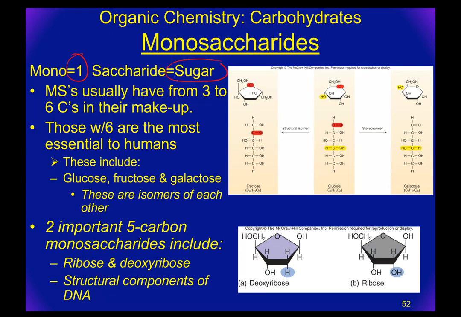So mono means one, saccharide means sugar. Usually the monosaccharides have between 3 and 6 carbons in their makeup, but the two that we are the most concerned with are the 6 carbon ones and the 5 carbon ones, okay? So the 6 carbon sugars are the ones that are the most essential to humans. We have fructose, we have glucose, and we have galactose.